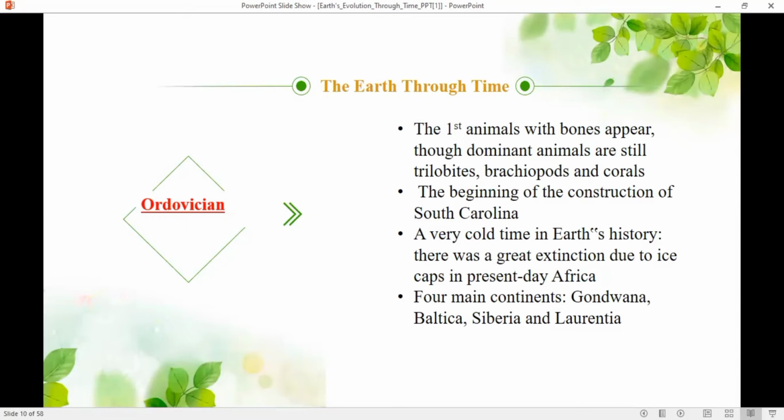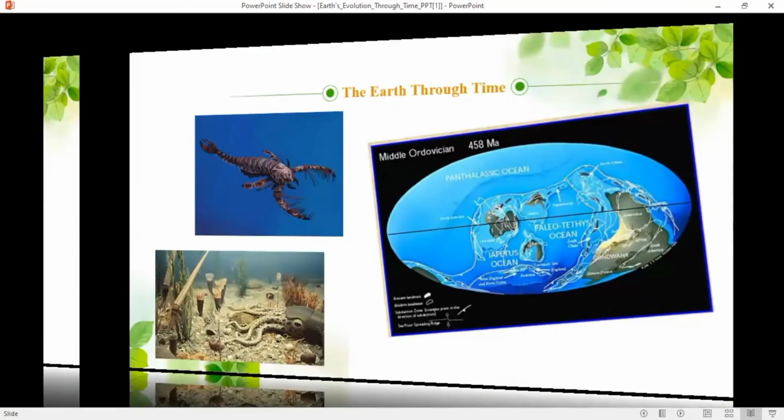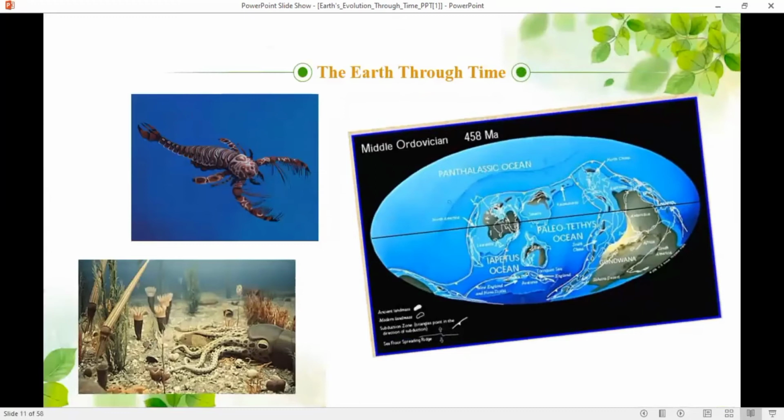The Ordovician period lasted almost 45 million years, and it begins 488.3 million years ago and ends 443.7 million years ago. The Ordovician period was best known for its diversity of marine invertebrates, and that includes the trilobites and the brachiopods.